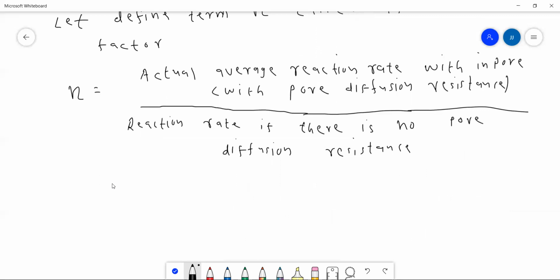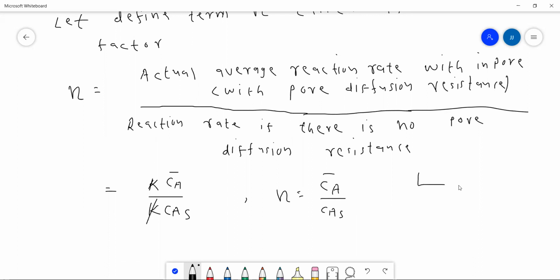So let's also write the equation for this definition. So eta is equal to actual reaction rate, which is k into CA average, divided by the reaction rate if there is no pore diffusion resistance. If there is no pore diffusion resistance, then the concentration inside the pore is CAS, so this becomes k into CAS. The k gets cancelled out, so we have eta is equal to CA average concentration divided by CAS. CAS is the surface concentration.